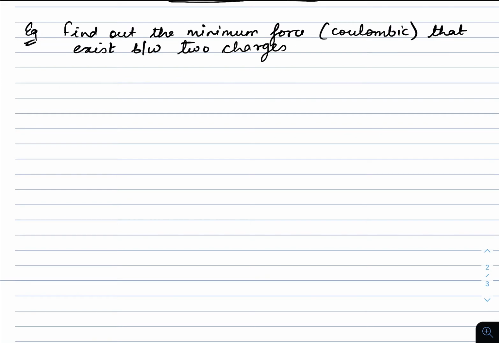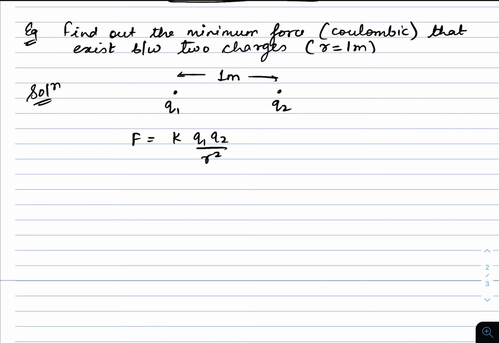So I can say that in order to find the minimum force, we have to find the minimum charge. So solving the equation, let us assume two charges q1 and q2 kept at a separation of 1 meter, say r is given 1 meter, right? So if I have to write the force, it is k q1 q2 divided by r square, right? So I have to find the minimum force, since k is given 9 into 10 to the power 9 and r is also given to be 1.